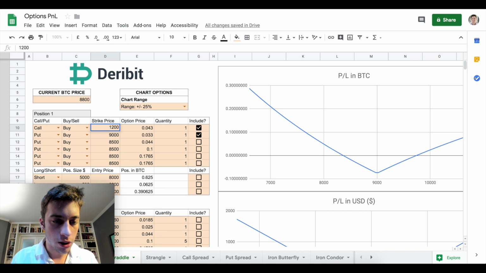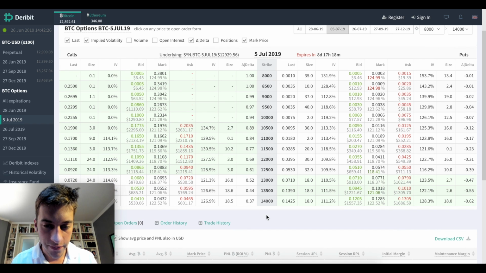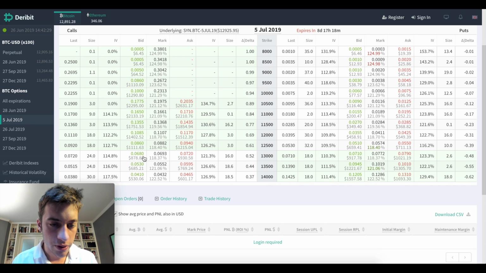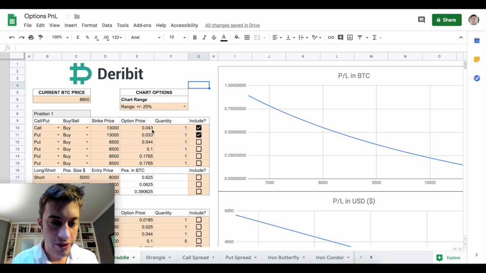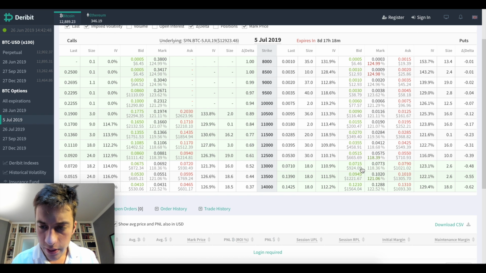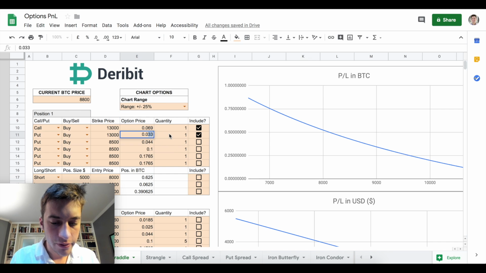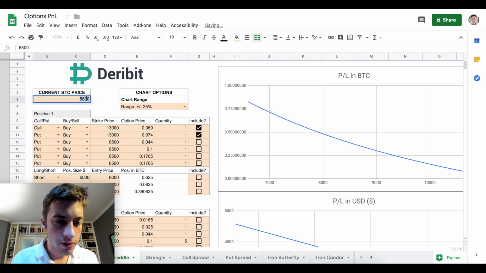So if we were using, let's say, 13,000, I'm going to get the options price for buying a call and buying a put at 13,000 of the July 5ths. Buying a call at 13,000, I'm going to pay probably about 0.069. And that's very likely to fill if I do it at 0.069. And I know that if I buy a put at 13,000, I'm going to pay 0.075, or 0.0774.